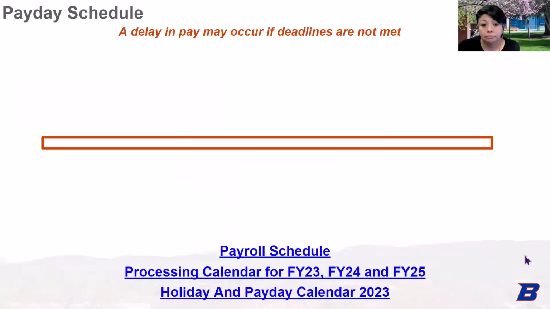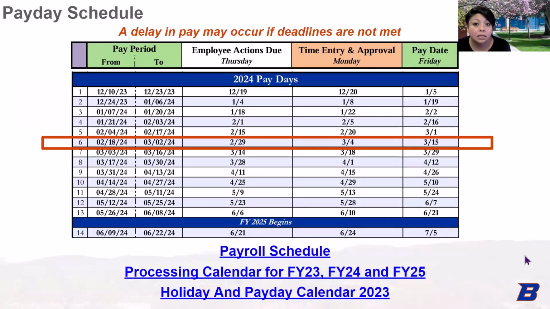This is a snip of our payday schedule. In the first two columns, we have the pay period start and end date. These dates are very important just because there are so many actions in Bronco Hub and in our Perceptive Forms that are based on a pay period start date. Employee actions due date is that second column. Any actions that you submit, or Perceptive Forms, have to be all the way through approvals in order for them to definitely make it onto that paycheck.